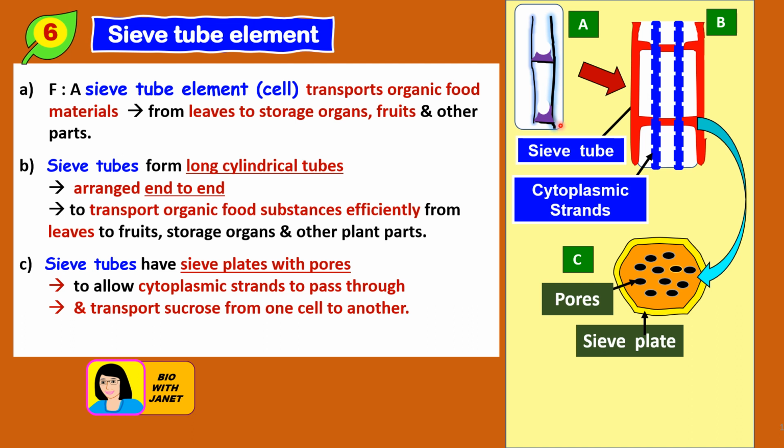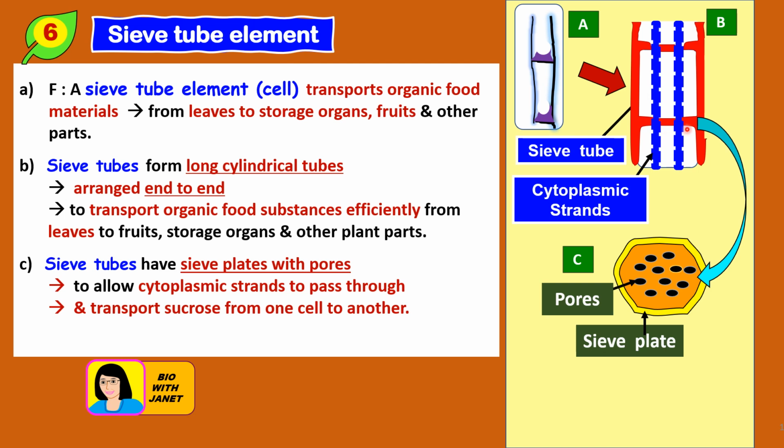But for sieve tubes, they do have cytoplasm inside them. Strands of cytoplasm pass through the end walls of the sieve tubes, and the cytoplasm is continuous to the next cell and so forth.